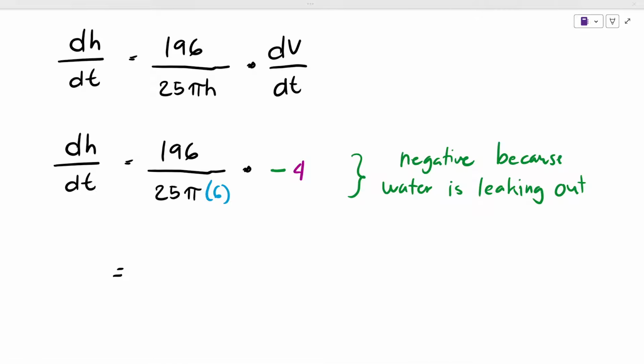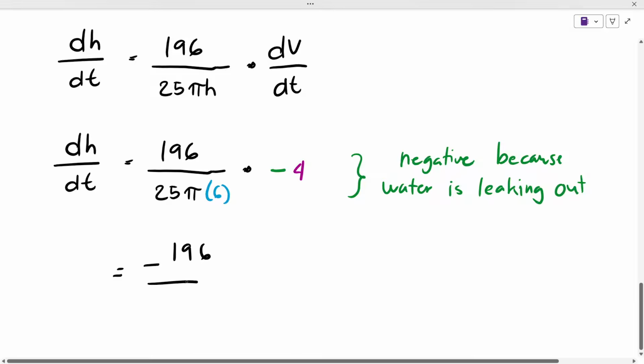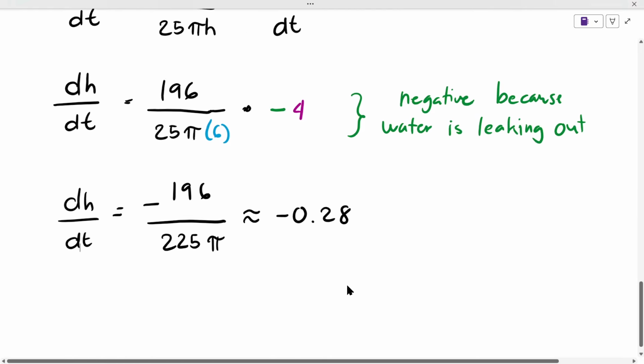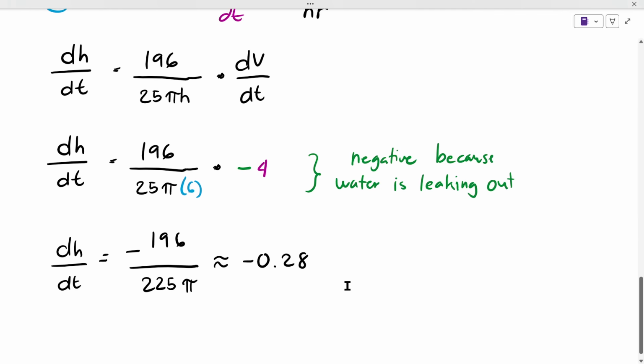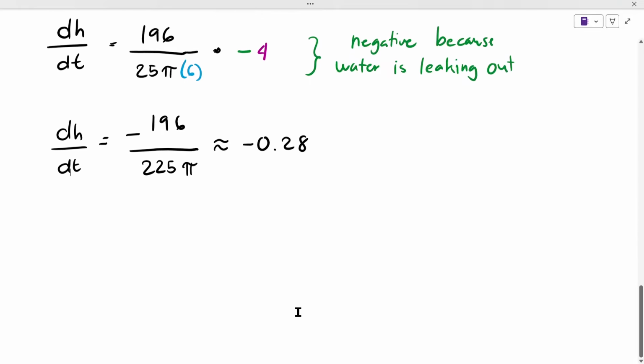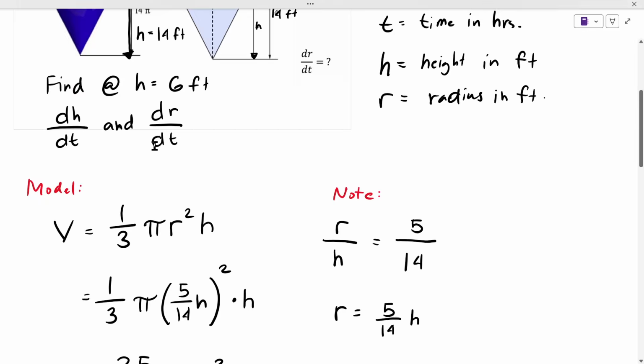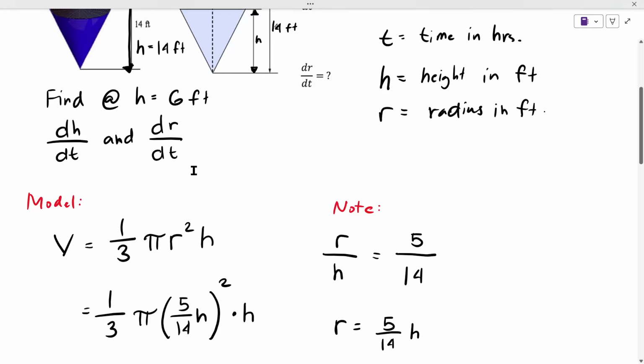Simplifying it further, this will become negative 196 over 225 pi. Approximately that is negative 0.28. Okay? That is our dh over dt. Now, how do we solve for dr over dt, the change in radius over time?